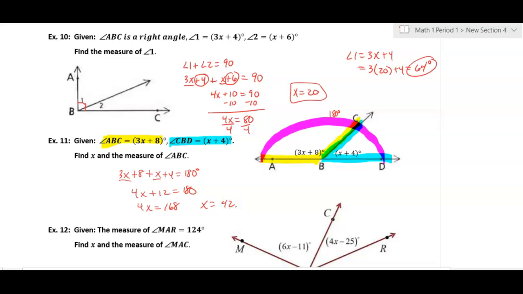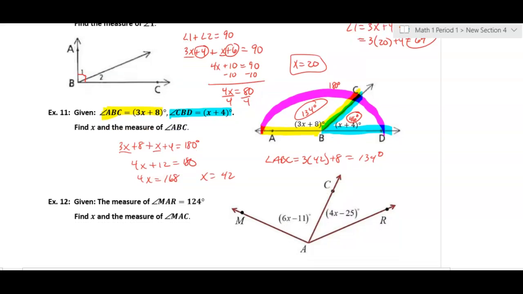So right away, when it asks me to find the measure of angle ABC, that's that yellow angle. So angle ABC is 3 times 42 plus 8, which gives you 134 degrees. Now, if I wanted to check my answer, if I plug x in here, that would be 46 degrees. And what should these add up to? They should add up to 180.